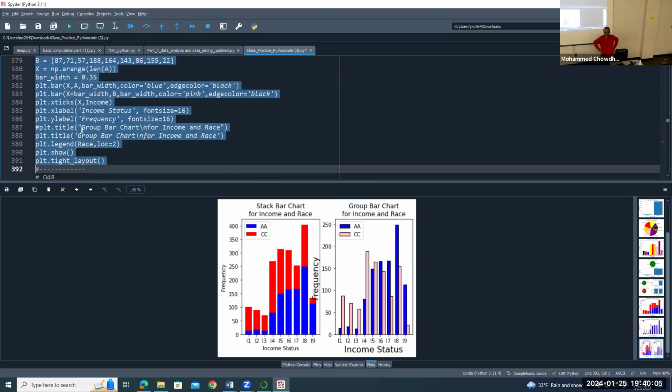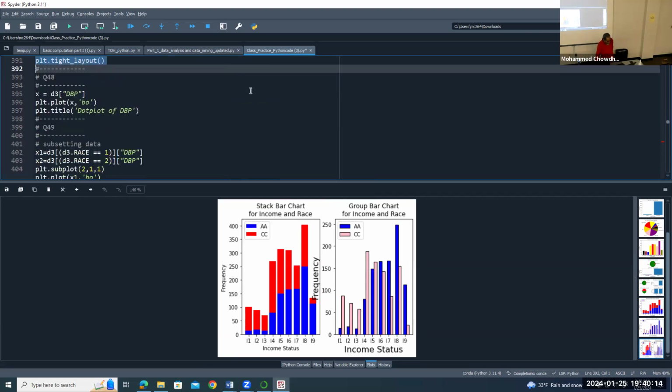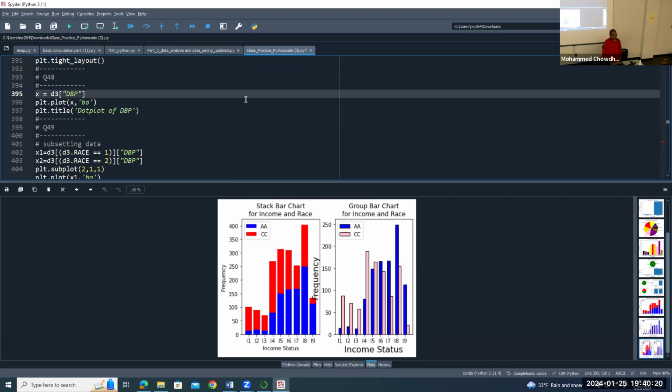That is the side by side. Clear? Okay. That is the side by side. Now I want to do the dot plot.